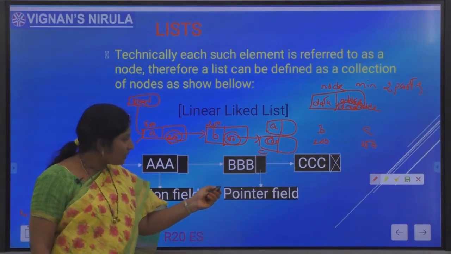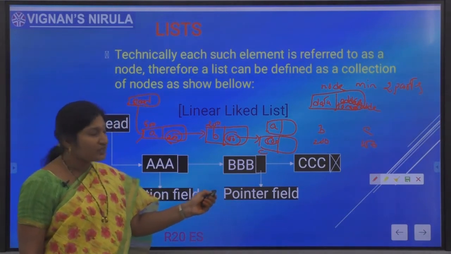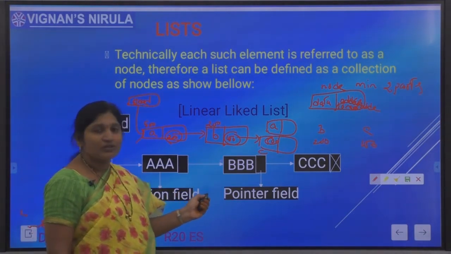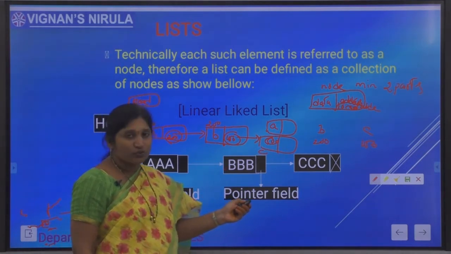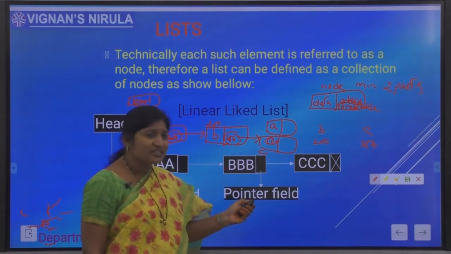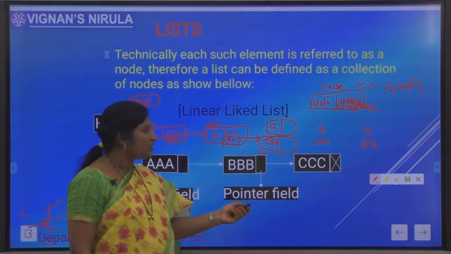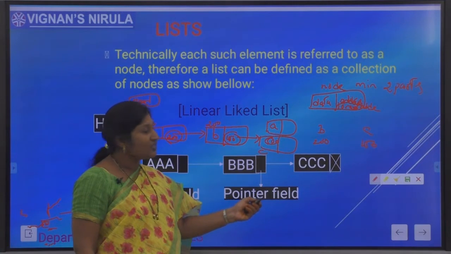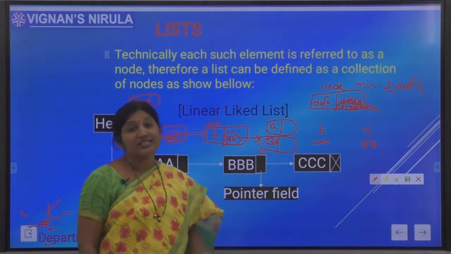What is the next element? The next node also consists of two parts. What is the data part of the next node? B. And it also consists of the address to the next node. By seeing this address, I can find the next node, which also consists of two parts. What is the data part? C, and the address is null as it is the last node.